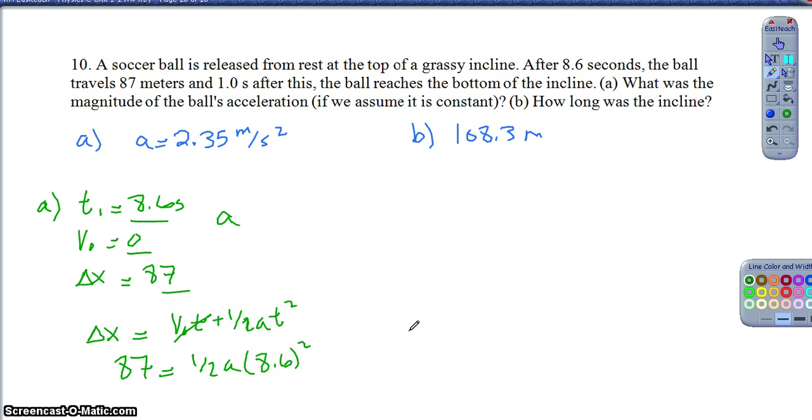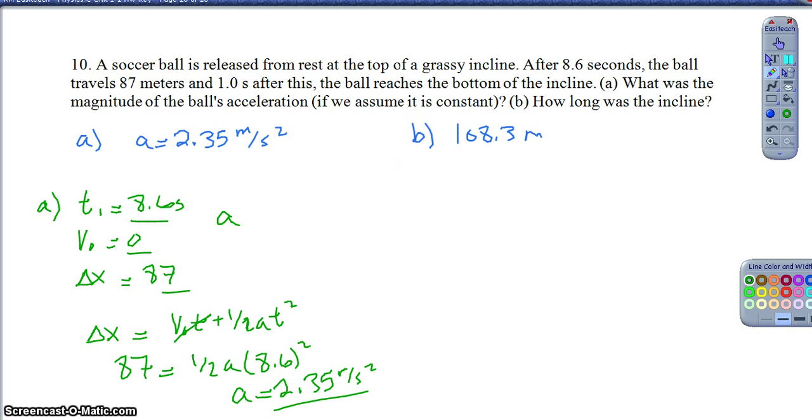So once again, it's just the algebra, right? It's 8.6 squared, half of that, and then 87 divided by that quantity. So that's where I got my 2.35 meters per second squared for the acceleration. So then for part B, there are a couple different ways you could do this. One way would be you could find just that last 1 second. So if you were doing it that way, you could find the initial velocity for that final second. You could use the same acceleration, use the second, and then figure out the distance.